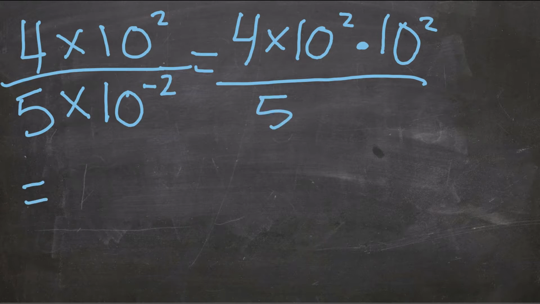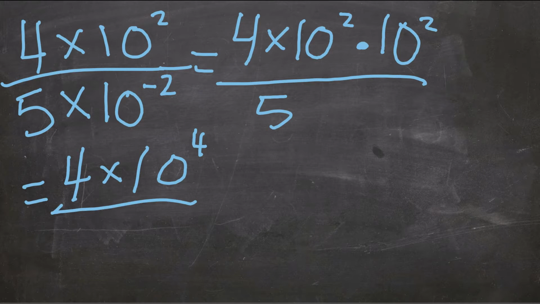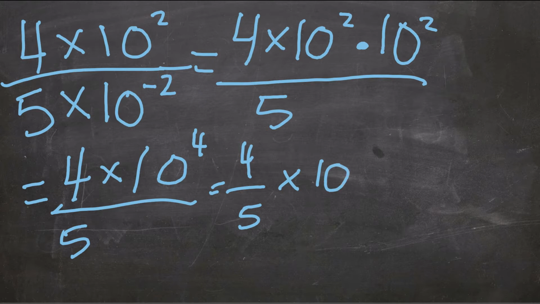So now I'm going to start simplifying the numerator. Remember, 10 to the power of 2 times 10 to the power of 2 is 10 to the power of 4. So that's what I get in the numerator. Now I'm going to split that fraction. I'm going to split our numbers in the front. I've got 4/5 times 10 to the power of 4.